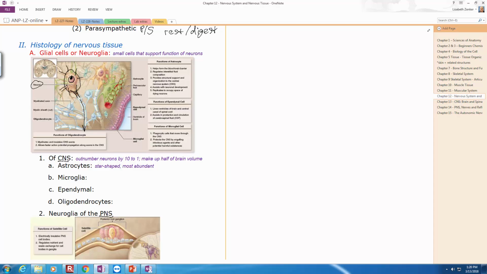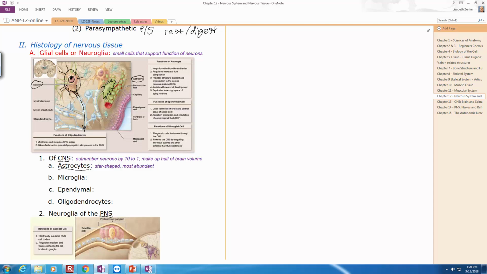One of the support cells of the CNS is an astrocyte. Astro means star, so it was given its name by its shape. The astrocyte over here is the green one, and you can think of it as looking like a star shape. It's the most abundant glial cell in the CNS. So if you're not sure of anything else, it's probably an astrocyte.